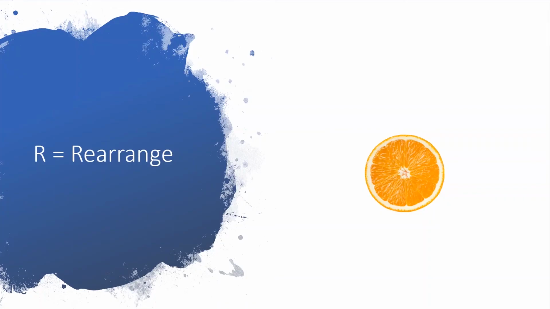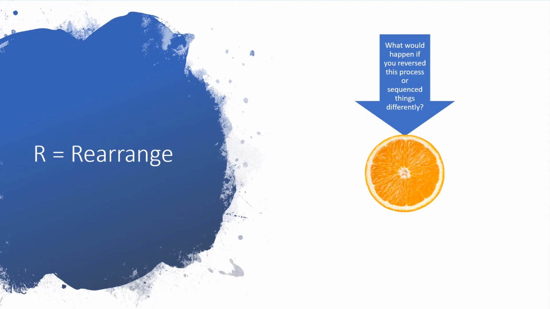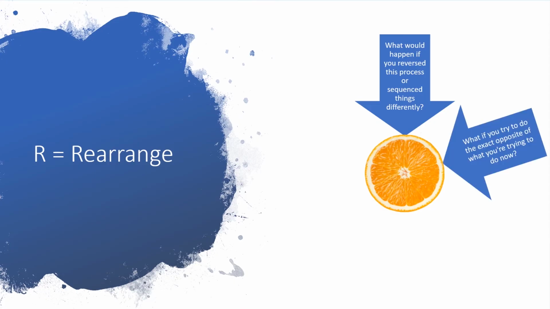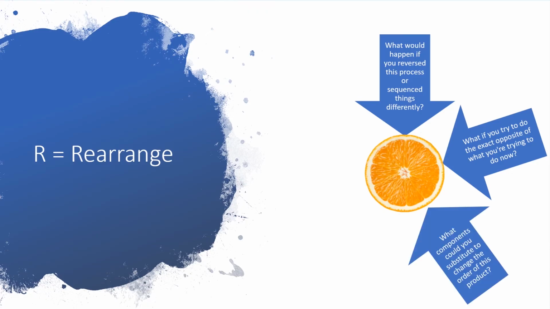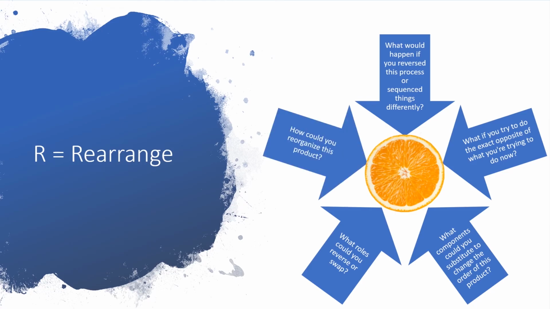The final step of the Scamper model is rearrange. We need to consider the following questions. What would happen if you reversed the process or sequenced things quite differently? What if you try to do the exact opposite of what you are trying to do now? What components could you substitute to change the order of the product? What roles could you reverse or swap? How could you reorganize this product?